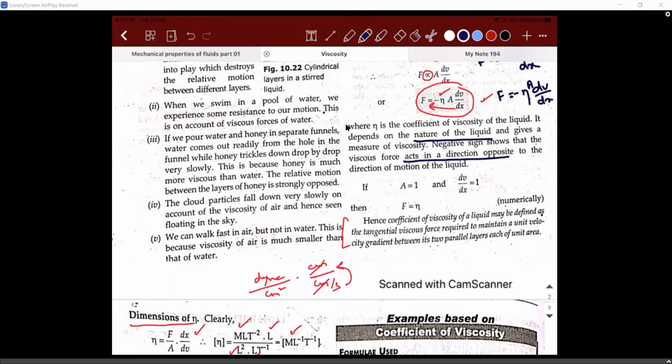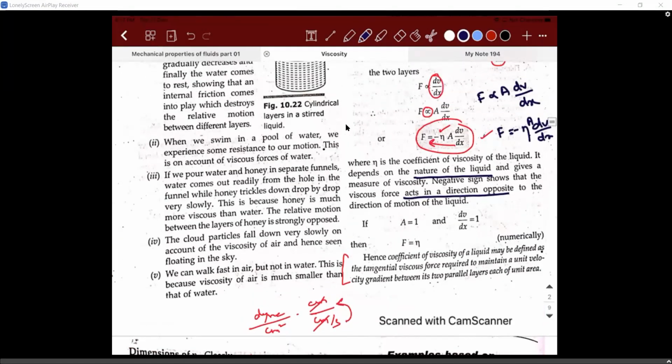So I'll give you 2 minutes time. Okay, find the dimensional formula of coefficient of viscosity and time. So rearrange the equation, find out the dimensional formula and time.